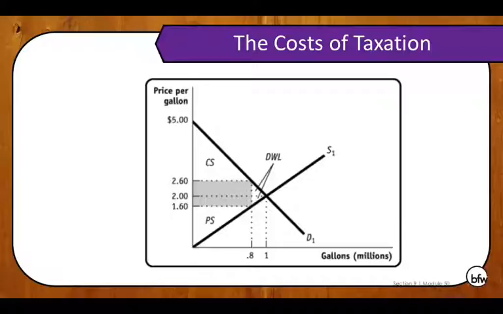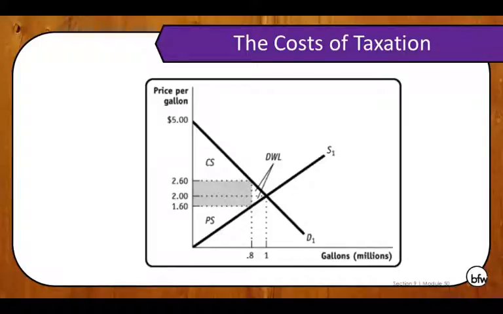Now, remember the total surplus that was calculated at the beginning of this module, before the tax was imposed. Consumer surplus was equal to 1/2 times $3 times 1 million, or $1.5 million, and producer surplus was equal to 1/2 times $2 times 1 million, or $1 million. So total surplus was $2.5 million.